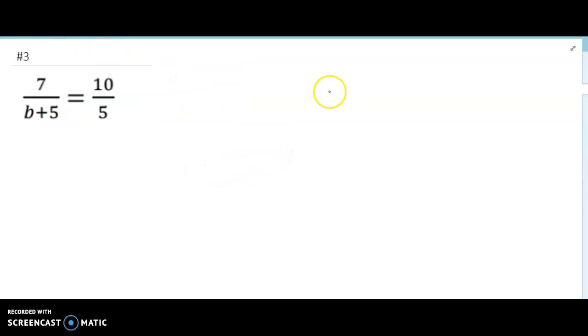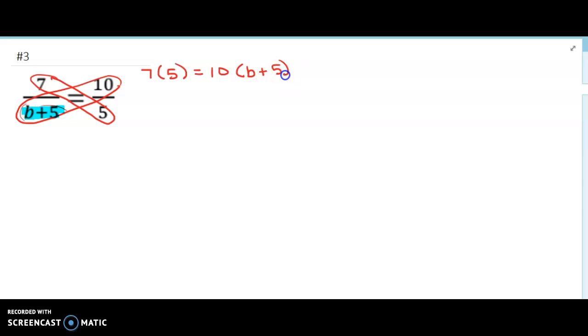All right, let's go into number 3 now. And number 3 is same but different. Like, it's the same process. We just have to add parentheses around this b plus 5. But we'll get there here in a minute. So I'm going to circle my opposites. And I'm going to write 7 times 5 equals 10. Now, I want to make sure I put parentheses around this. Okay, so 10 times (b plus 5). Okay, so 7 times 5 is 35 equals, now when I put parentheses around it, I have to distribute this through. So 10b plus 10 times 5 is 50.